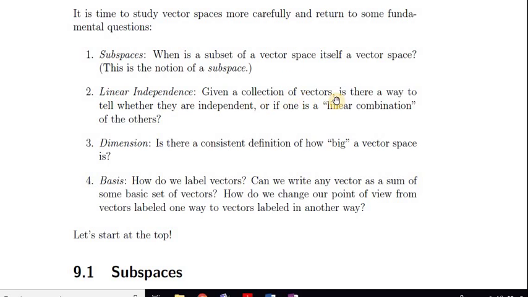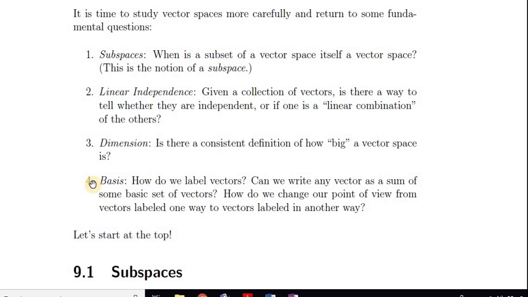Linear independence. Given a collection of vectors, is there a way to tell whether they're independent or if one is a linear combination of the others? Now, we've actually solved problems like this, but again, we'll put this front and center and make this an explicit question and give a very clear answer. Dimension. Is there a consistent definition of how big a vector space is? Now, we've been talking about 2 dimensions, 3 dimensions, a plane is 2-dimensional, space is 3-dimensional. But let's put that, again, on a firm theoretical basis.